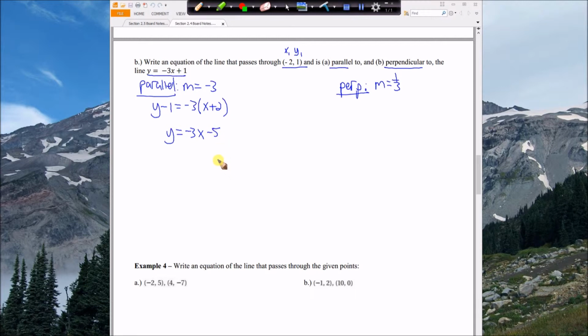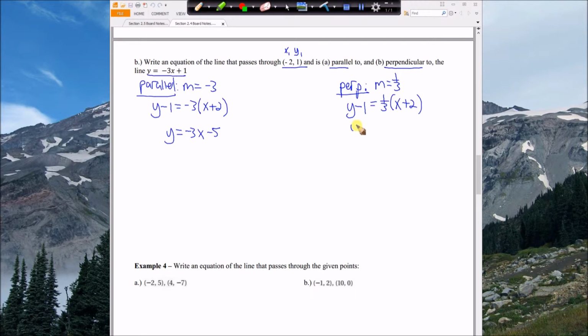Very, very similar to the previous example. Again, check yourself, they have the same slope, so they're parallel, but this line passes through this point. Okay? And then perpendicular, same idea, substitute into the point slope formula. So y minus 1, we're using the same point, equals different slope, negative reciprocal slope, x plus 2, just like the previous example. Okay? So everything's the same except the slope is different.